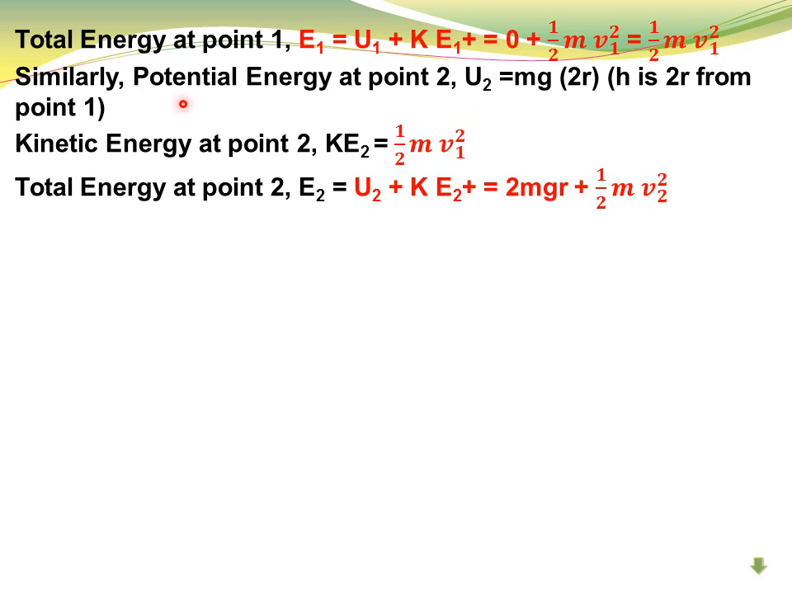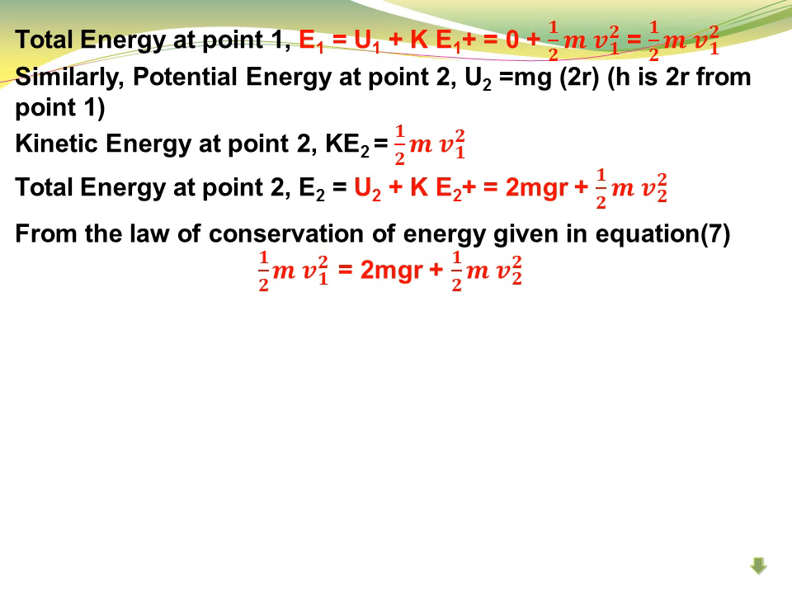Similarly, the potential energy at point 2, U2, is equal to mg into 2r, because h is 2r from point 1. That means the height of the body at position 2. The kinetic energy at point 2, KE2, is equal to 1/2 m v2 squared, and the total energy at point 2, E2, is equal to U2 plus KE2. Therefore, 2mgr plus 1/2 m v2 squared.